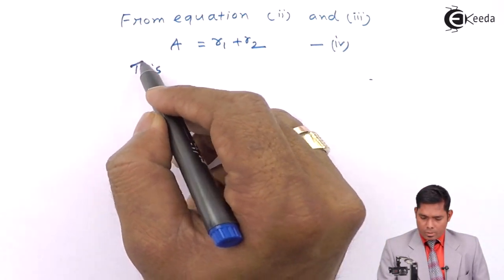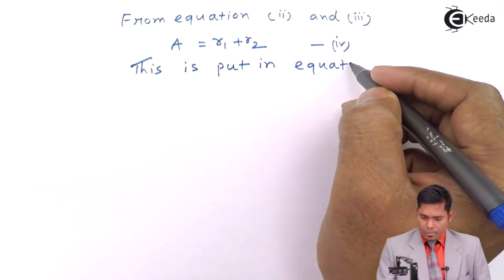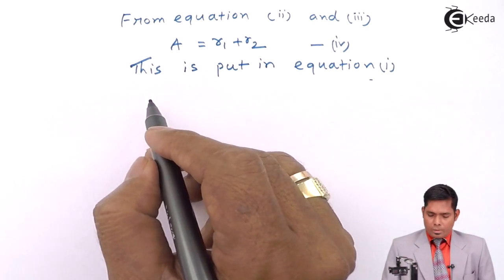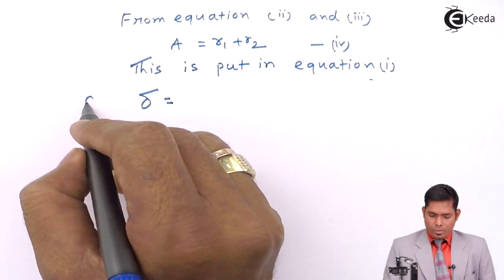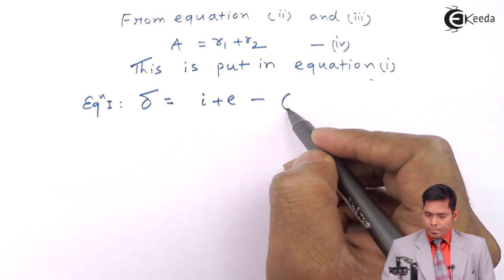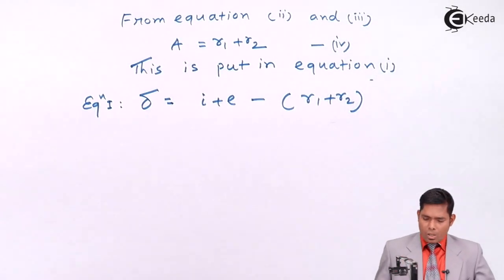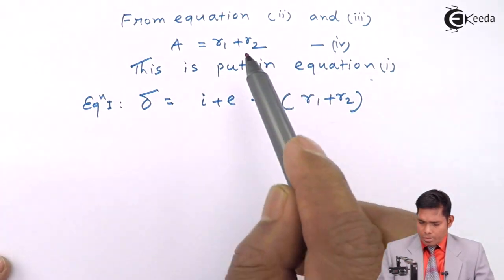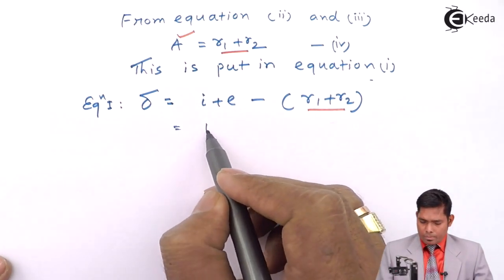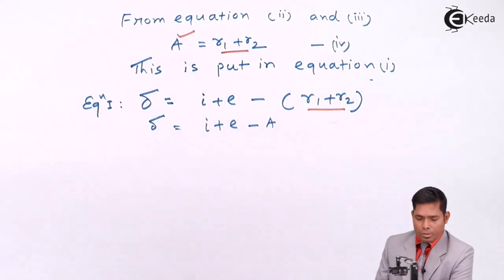This is put in equation 1. Okay, so what was equation 1? Delta equals to, equation 1 is this, delta equals to this. This is the equation. Now this R1 plus R2, here is also R1 plus R2, I will write A. Putting this value in the equation, I will have this equation.